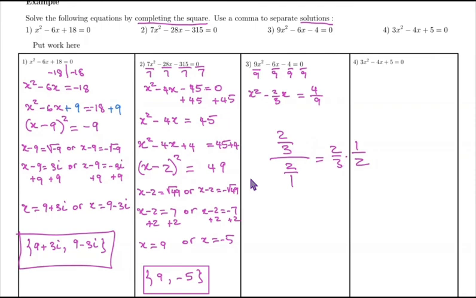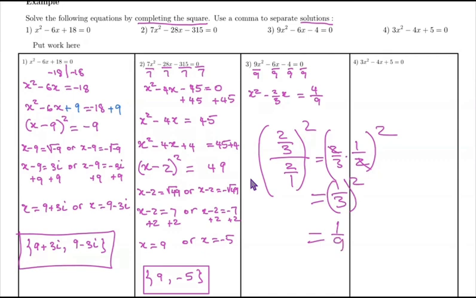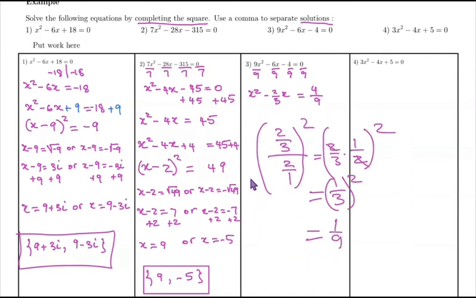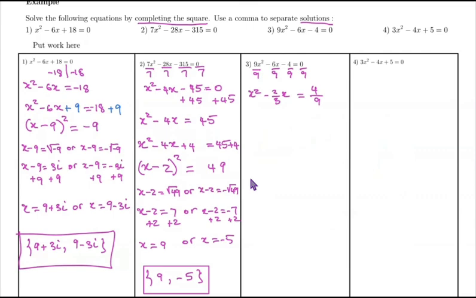And then we square this. That's b divided by 2 squared. Well, we can simplify 2, so that's 1 over 3 squared, which is 1 over 9. So we're going to add 1 over 9 on both sides. So that is x squared minus 2 over 3x plus 1 over 9 equals 4 over 9 plus 1 over 9.